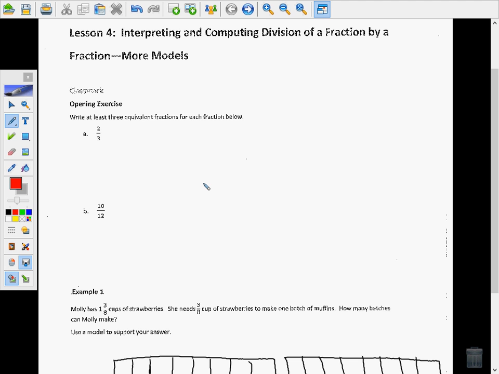Today, lesson 4 is going to be about dividing a fraction by a fraction with unlike denominators. So today we're going to talk about how we can find common denominators and use that to model our fraction divided by fraction problem. For the opening exercise, it's connected to finding common denominators. You need to write at least 3 equivalent fractions for each fraction below. Now, you might come up with more than one, but I want to remind you how to do that.